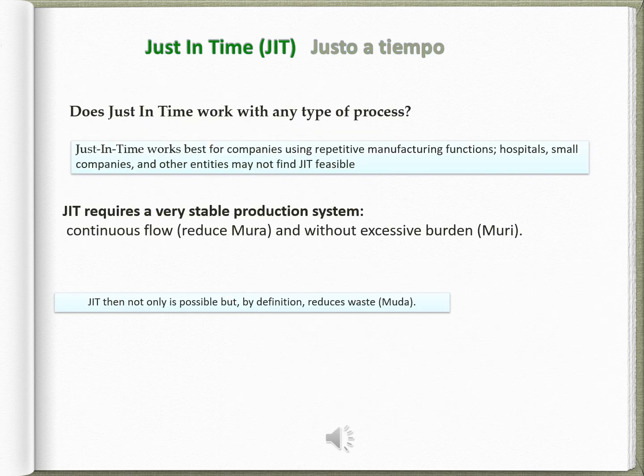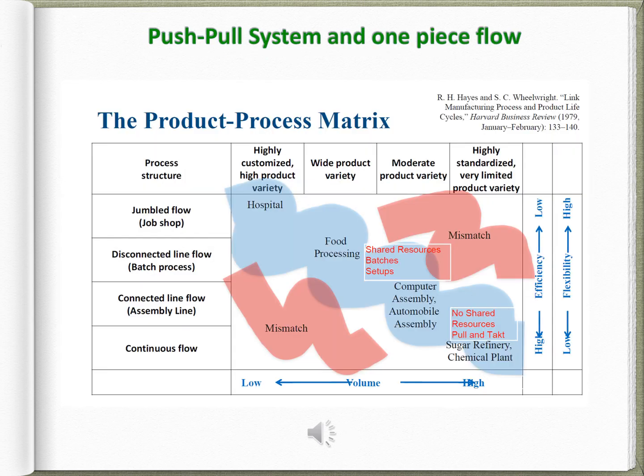Does just-in-time work with any type of process? Just-in-time works best for companies using repetitive manufacturing functions. Hospitals, small companies, and other entities may not find JIT feasible. JIT requires a very stable production system, characterized by continuous flow, reducing MURA, and without excessive burden, MURI. JIT then not only is possible but, by definition, reduces waste, MUDA, from the product process matrix.